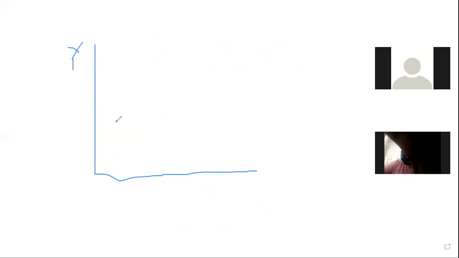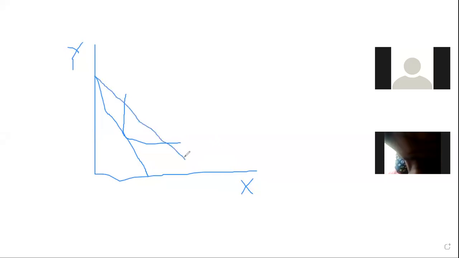So let me clear this. Let's say the consumer has commodity Y on the vertical axis and commodity X on the horizontal axis. And this is the budget line, and this is the initial indifference curve. And then we assume that the price of X falls. From the analysis we had last week, we know that the budget line is going to rotate outward when there is a fall in the price of X. So it rotates outward this way.